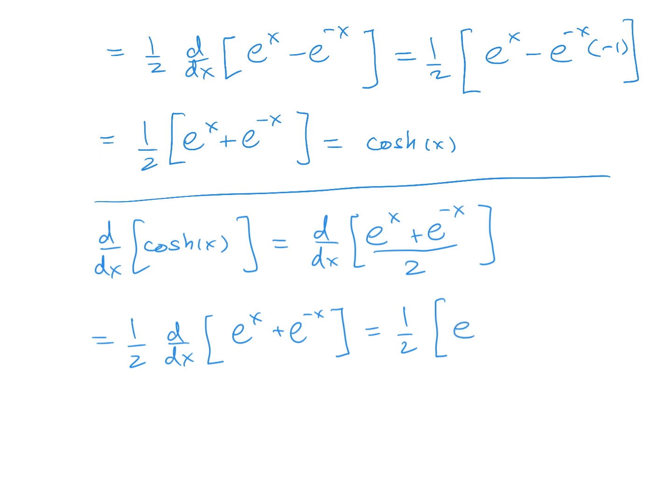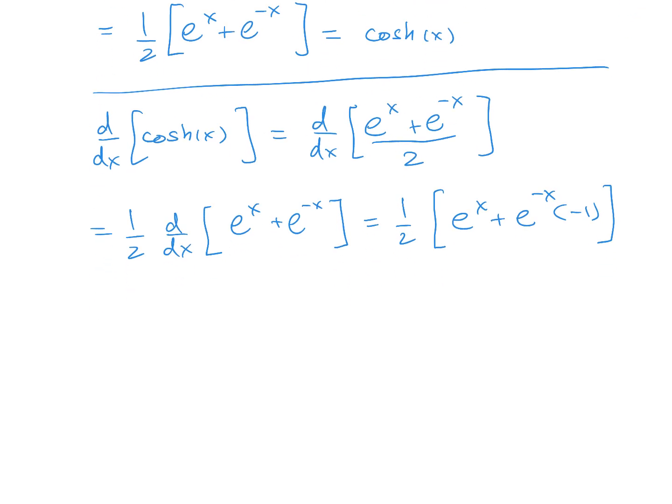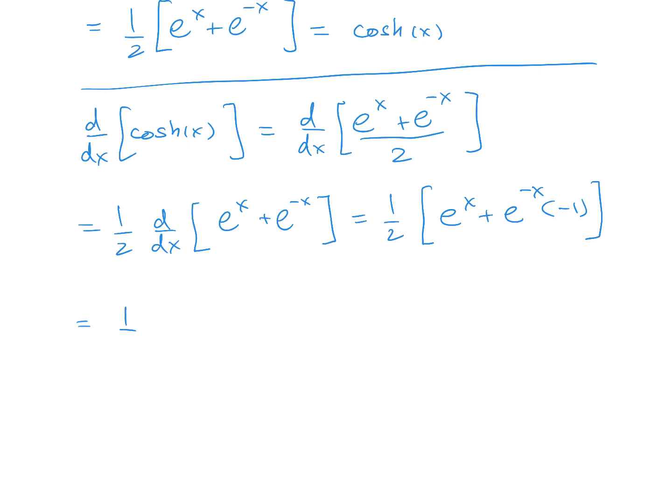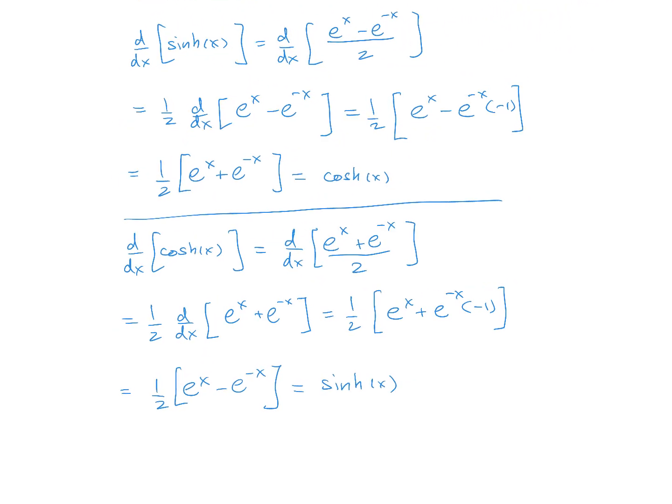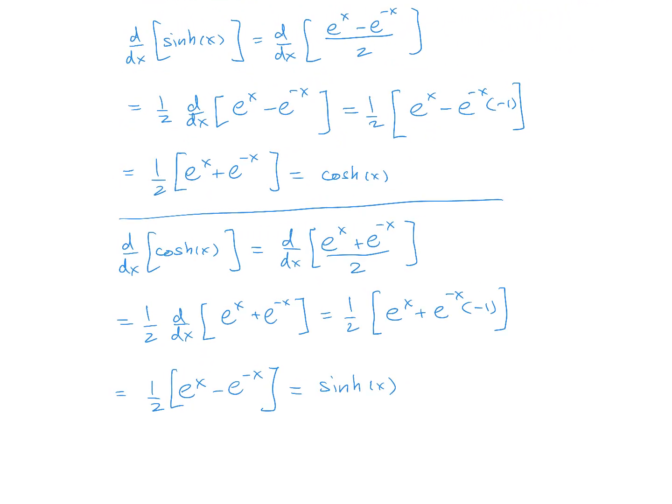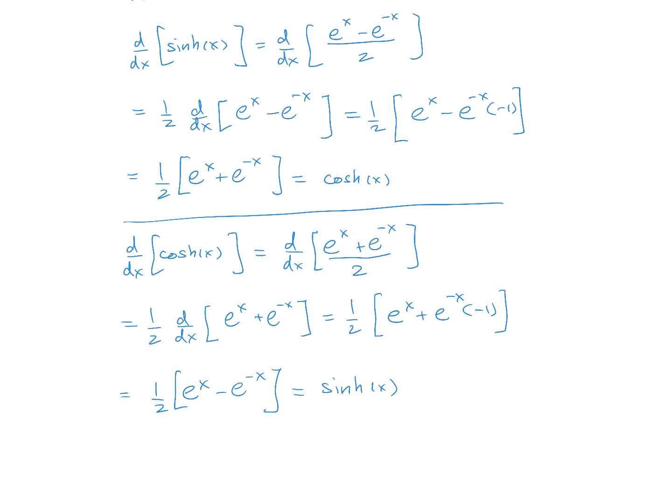Derivative of e^x is itself. And then we're going to have the derivative of e^(−x) being itself again times a −1 by the chain rule, which turns into 1/2 (e^x − e^(−x)), which we should all recognize now as the hyperbolic sine function. So we have shown through a simple derivative calculation that the derivative of sinh is positive cosh, and the derivative of cosh is positive sinh.